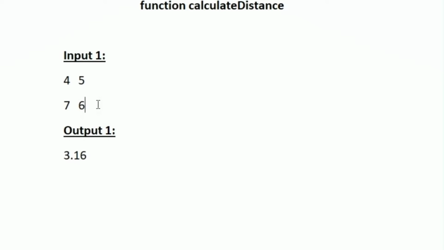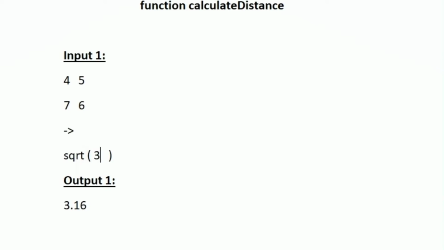The formula to calculate the distance between 2 points is the square root of (x2 minus x1) the whole square plus (y2 minus y1) the whole square. When we apply the given values in the formula, let us see what values we get. Square root of (x2 minus x1) the whole square: x1 is equal to 4 and x2 is equal to 7, so x2 minus x1 is 7 minus 4, which is 3 square.